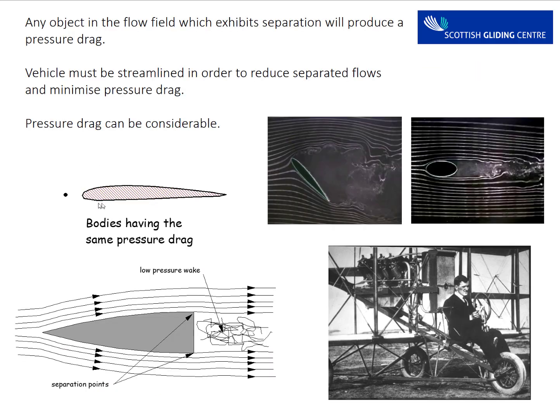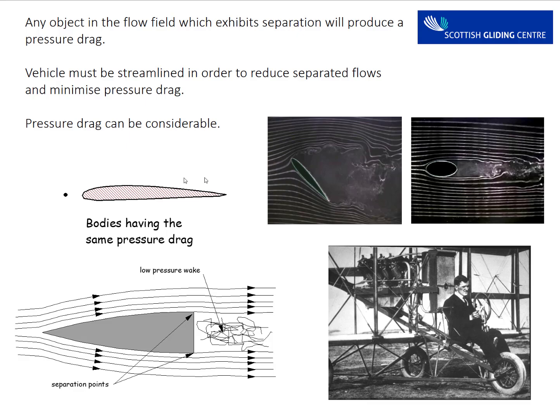Now pressure drag can be huge, because if we look at two objects which have the same pressure drag, this little circle and this airfoil shape, we see that something about 100 times bigger and streamlined will have about the same drag as a bluff object of 1/100th the area. So streamlining reduces pressure drag a lot.